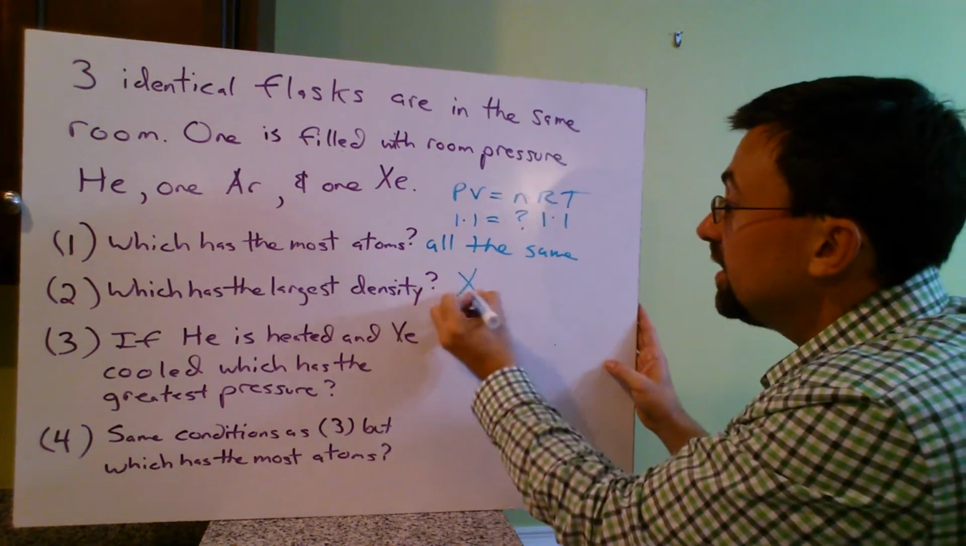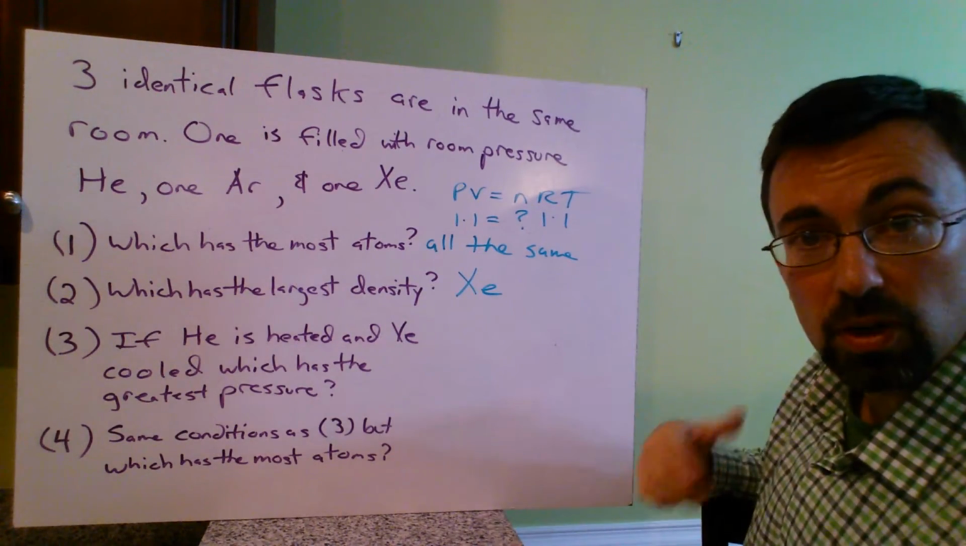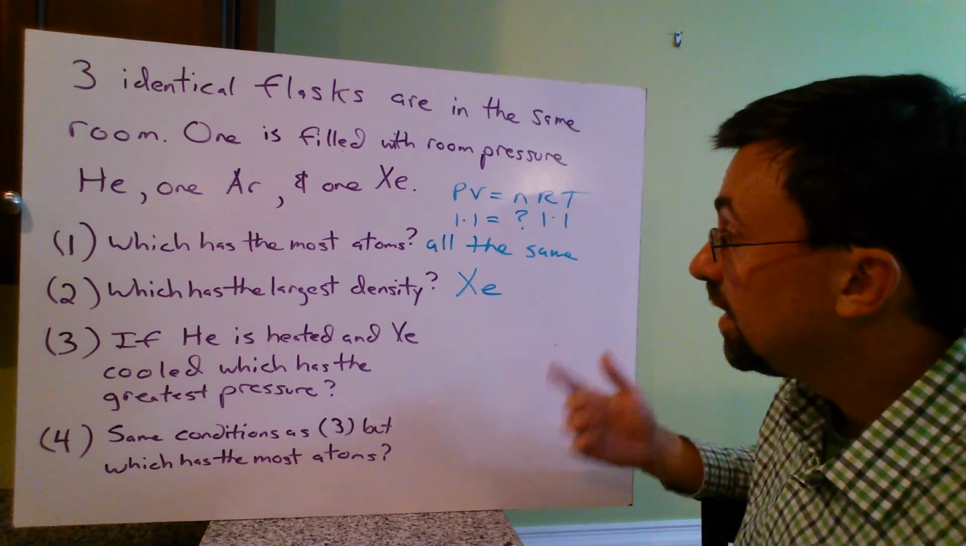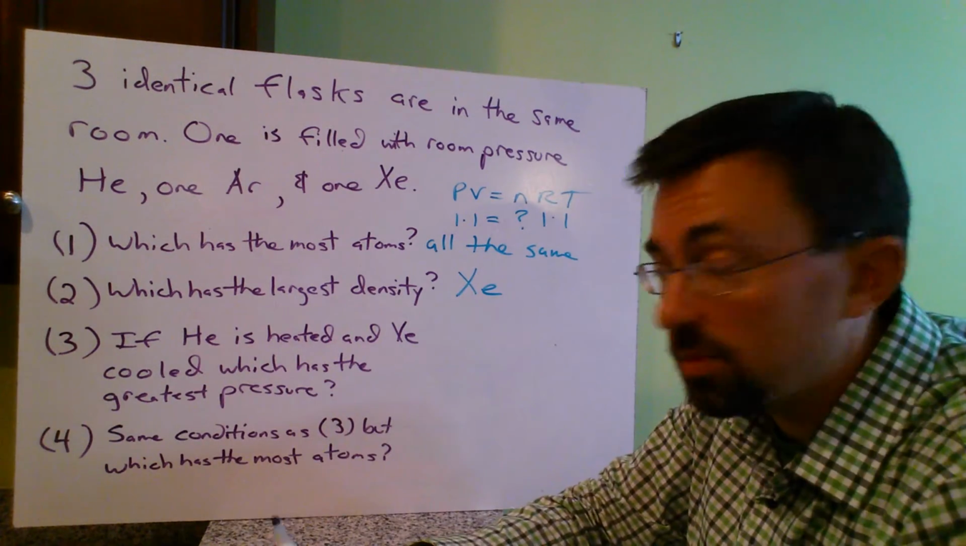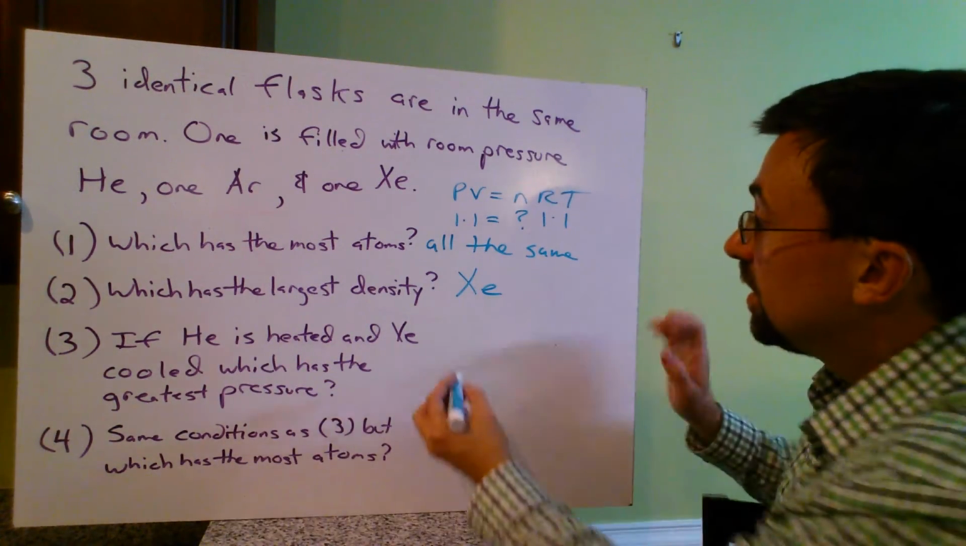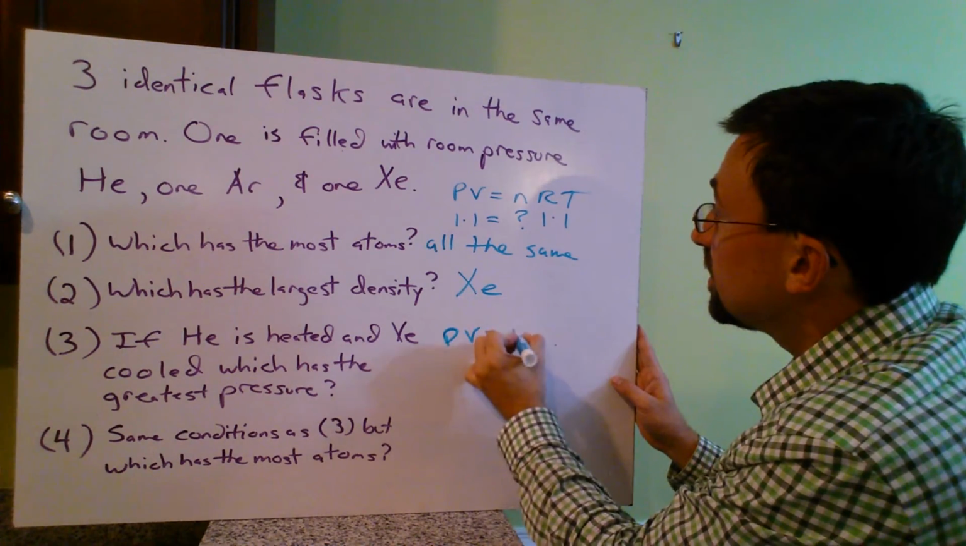It's going to be clearly xenon, because that has the largest formula weight off the periodic table. So let's heat up flask number 1. Let's cool down flask number 3. Which one's got the greatest pressure? Well, we're really not doing anything fancy here.